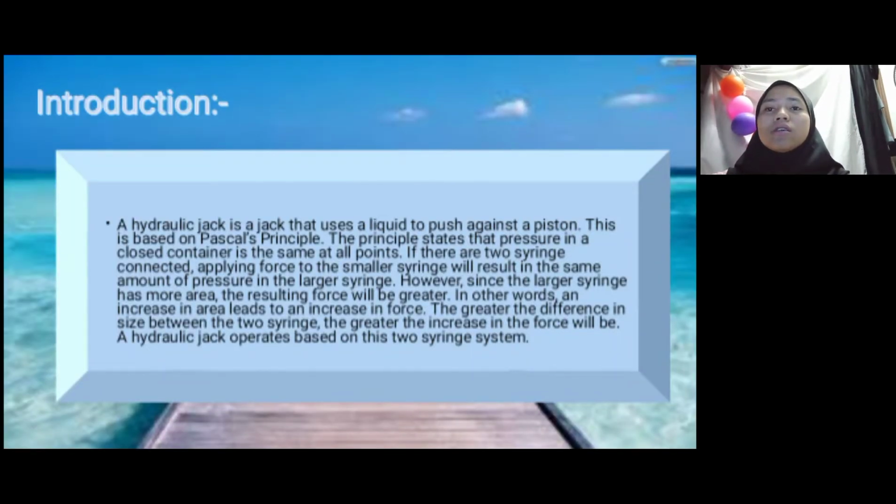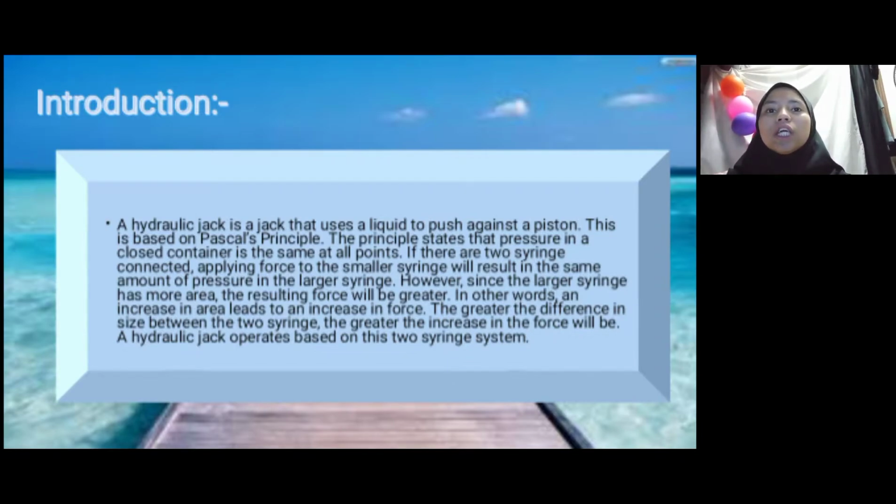Introduction is a hydraulic jack is a jack that uses liquid to push against a piston. And this is based on Pascal's principle. The principle states that pressure in a closed container is the same at all points. If there are two strings connected, applying force to the smaller string will result in the same amount of pressure in the large string.